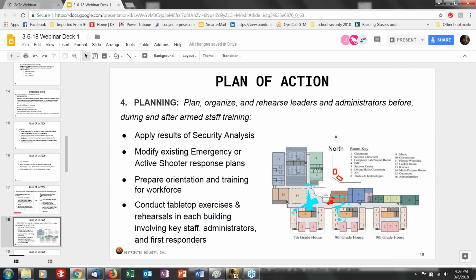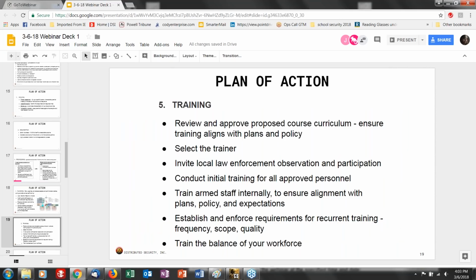And then we come to training. It will be the responsibility of the school board or governing authority to review and approve any proposed course curriculum to ensure that it aligns with plans and policy. The board or governing authority will have to select the trainer. They will have to ensure that local law enforcement is engaged in this process and invited to observe and participate in training. The authorities will have to schedule and conduct initial training for all of their approved personnel.